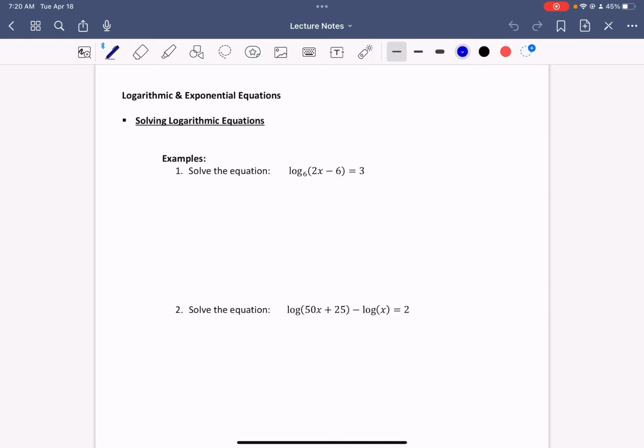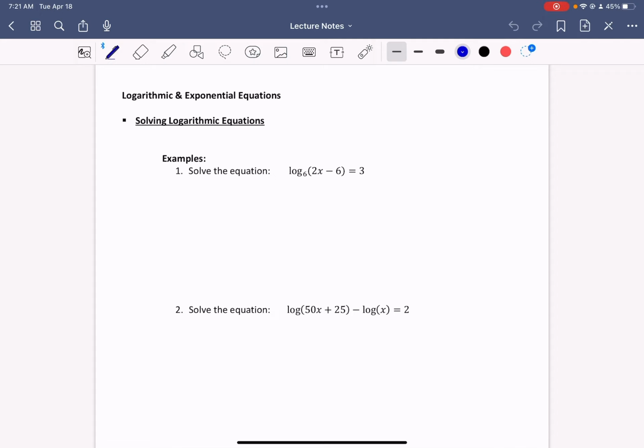Logarithmic and exponential equations. What we're going to do is look at solving some logarithmic equations and applying all the other properties we've been learning about logs. So let's just jump into the first example. Solve the equation. And it says log base 6 of 2x minus 6 equal to 3.